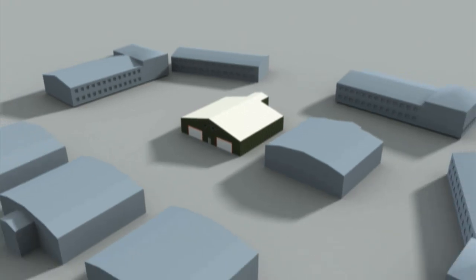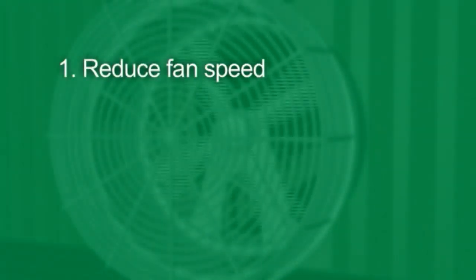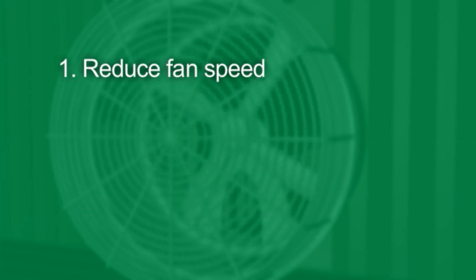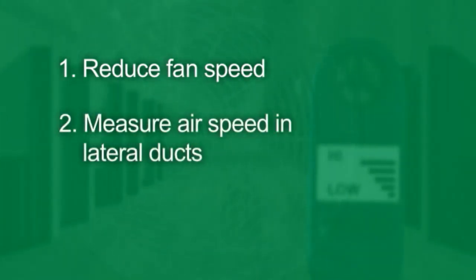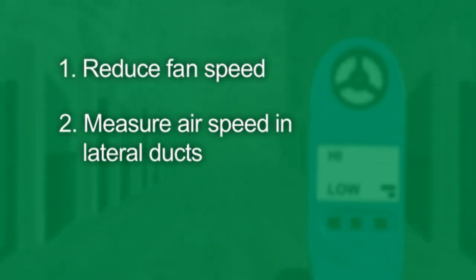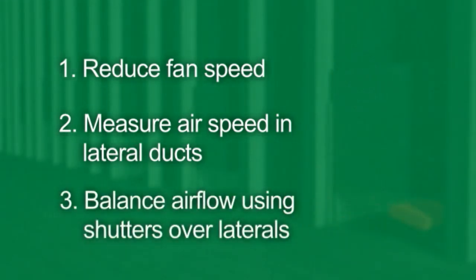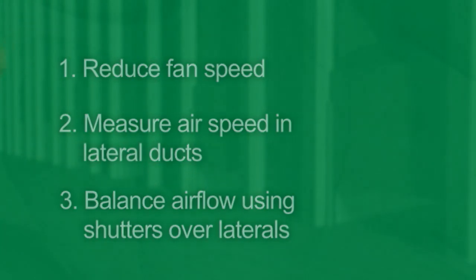In summary, the 3 key steps in setting up a store for modified applications are: Number 1, reduce the fan speed using the VFD. Number 2, measure the airspeed in the lateral ducts. And number 3, balance the system.